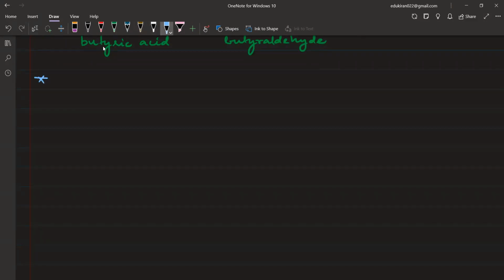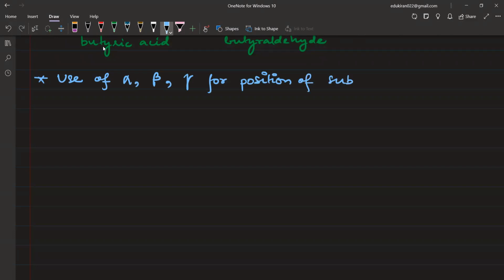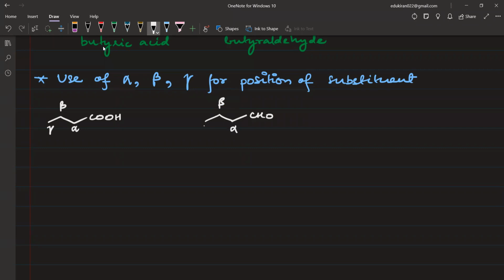Please write this with me. Use of alpha, comma, beta, comma, gamma for positions of substituent. For example, I'm writing here 1, 2, 3, 4 carbon atoms, and here we have COOH. This first carbon atom is going to be my alpha. This is beta carbon, and this is gamma carbon. Then if I have, let's say, an aldehyde, CHO, this first carbon is alpha, then beta, and gamma.